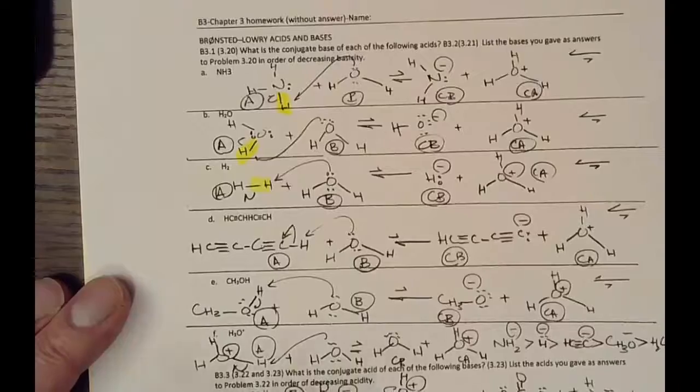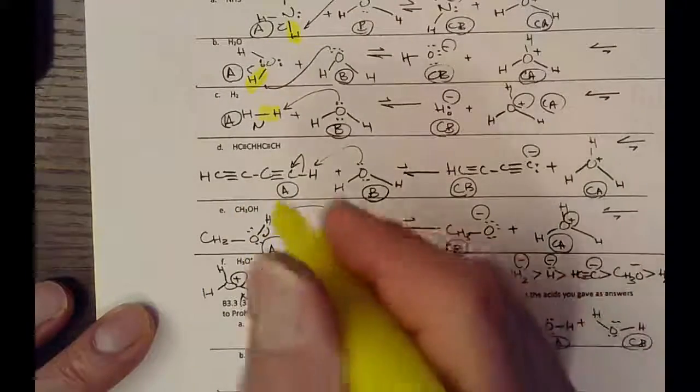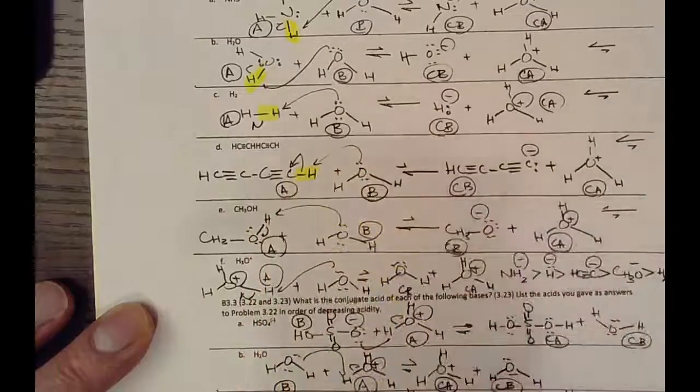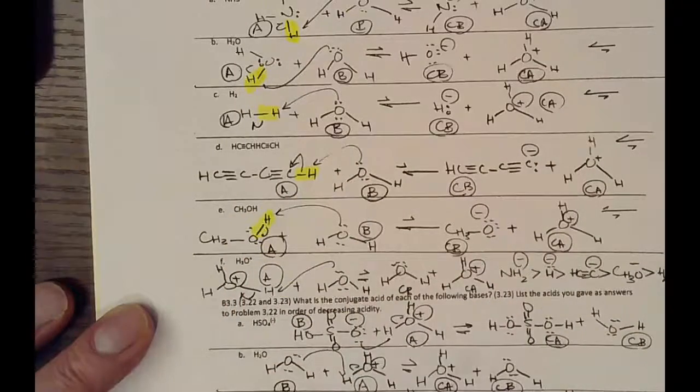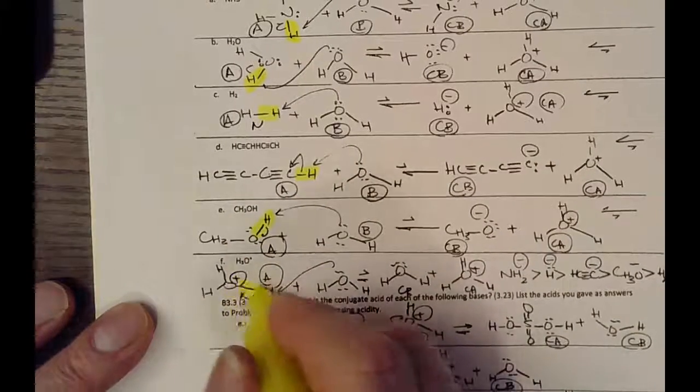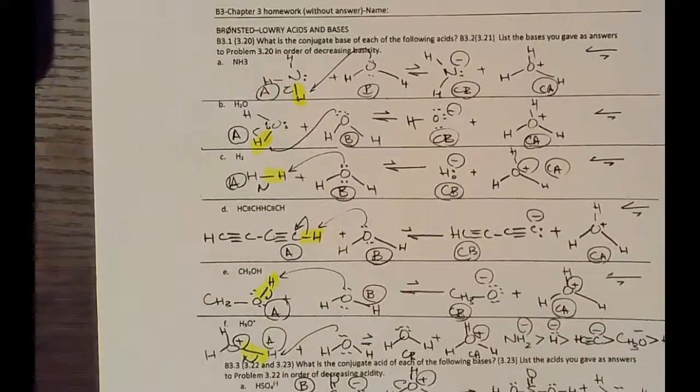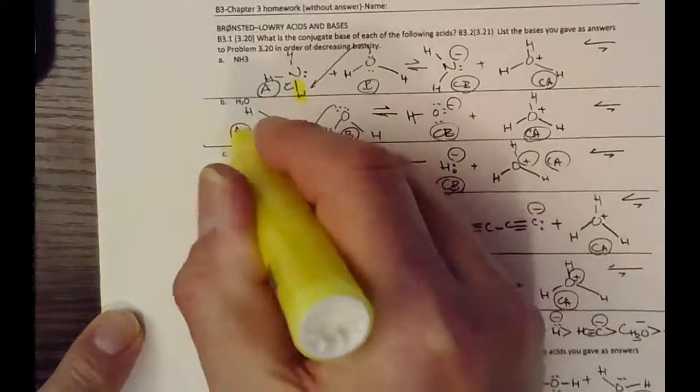For this terminal alkyne, we have two of them and they are the same, so we take this one. From methanol, we have H attached to the O, we take that. And the last is the hydronium ion. So we have all these H plus that we need to remove. So these are the acids.